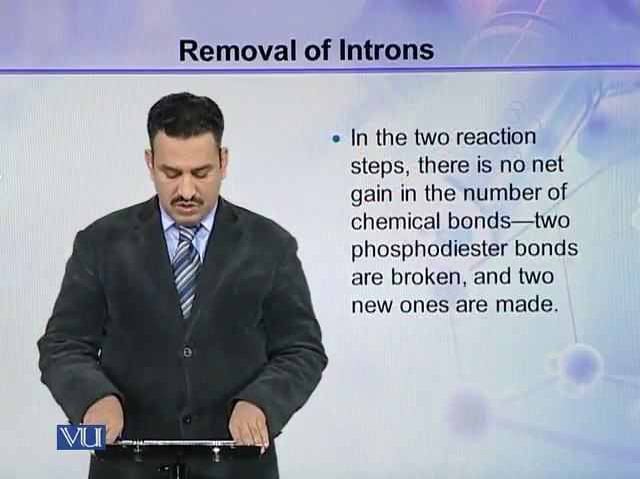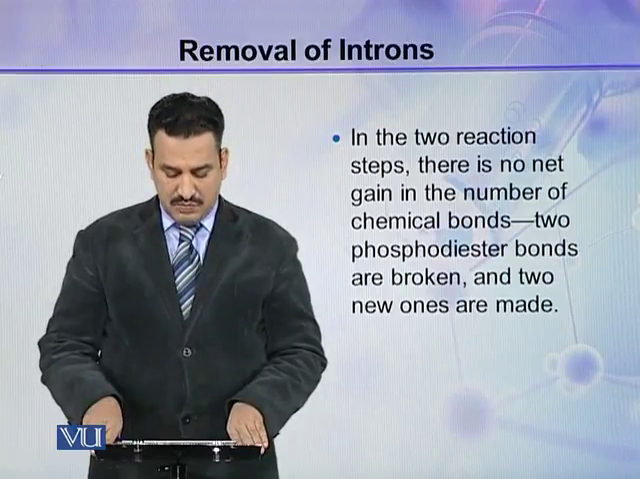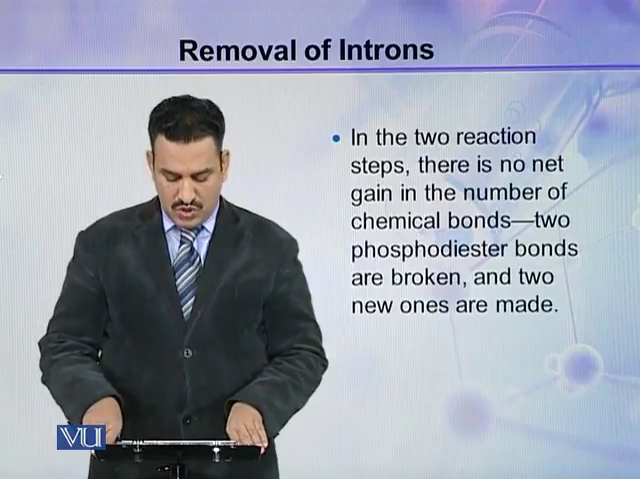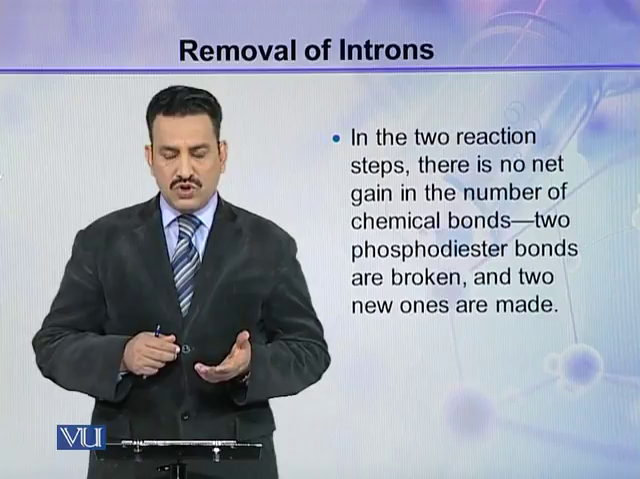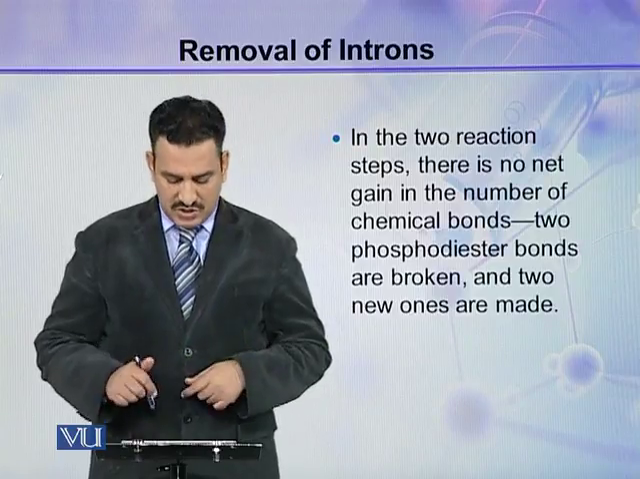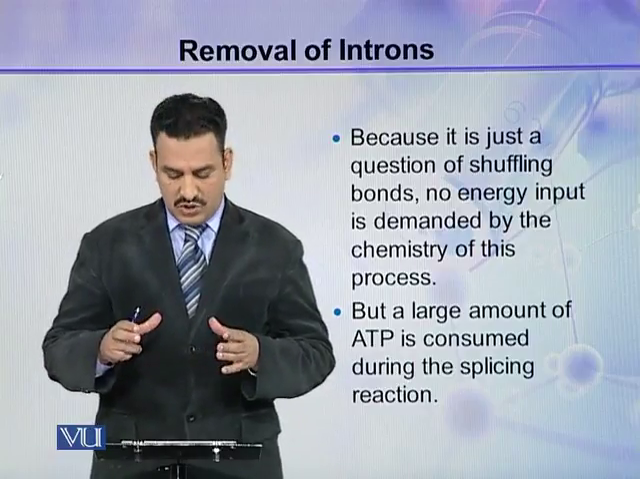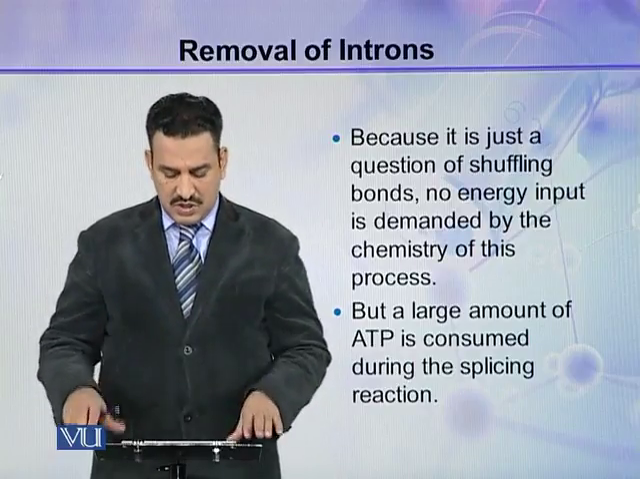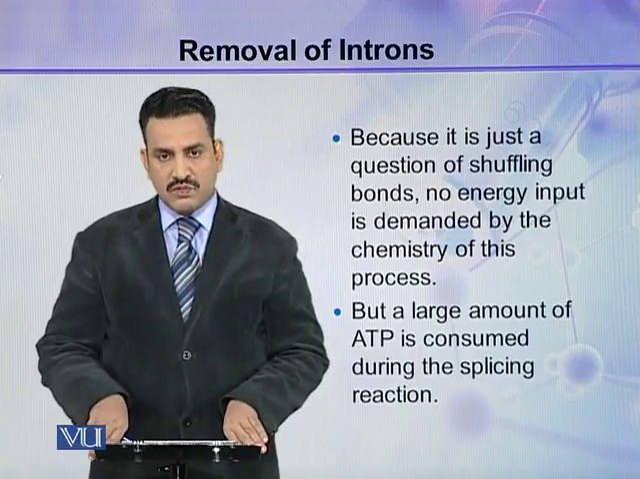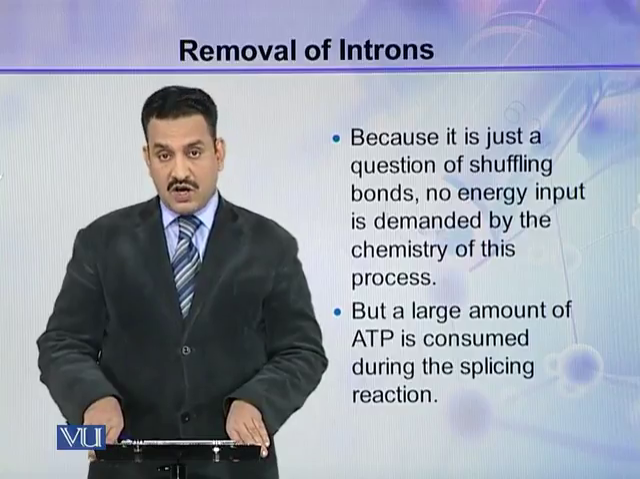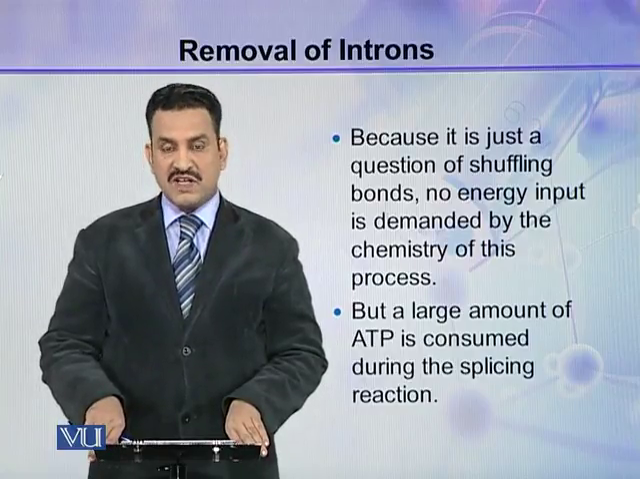In the two reaction steps, there is no net gain in the number of chemical bonds. Two phosphodiester bonds are broken and two new phosphodiester bonds are formed. Because it is just a question of shuffling bonds, no energy input is demanded by the chemistry of this reaction, but a large amount of ATP is consumed during the splicing reaction.